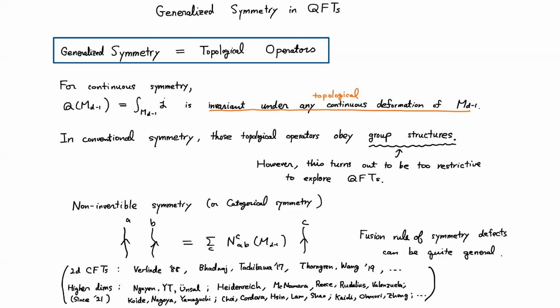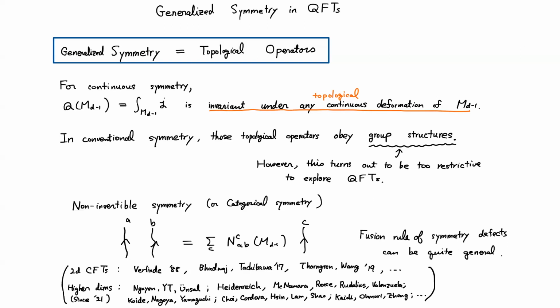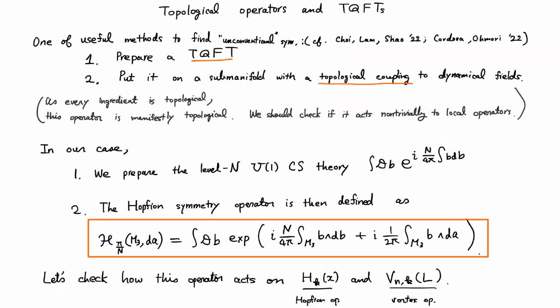We are now making much endeavor to generalize this kind of extension to higher dimensions or the more general case of non-invertible symmetry. The point is, in order to construct a generalized symmetry, we would like to construct topological operators. And how can we construct topological operators? You can construct topological operators with the help of topological quantum field theories.